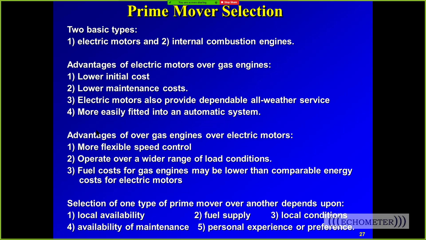Now, so what motor do you use? Well, what kind of prime mover do you use? You could use an electric motor or a gas engine. The electric motors are better than gas engines because they're cheaper and take less maintenance, and they can be totally enclosed so they're all-weather service, and they're easy to turn on and off, so they're good for automation systems. Now, the gas engines are better than electric motors because they have a flexible speed throttle. They can change speed just by giving it more gas or less gas.